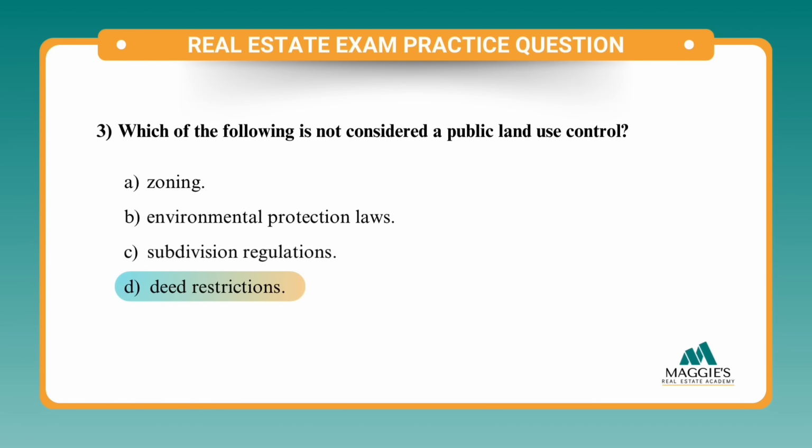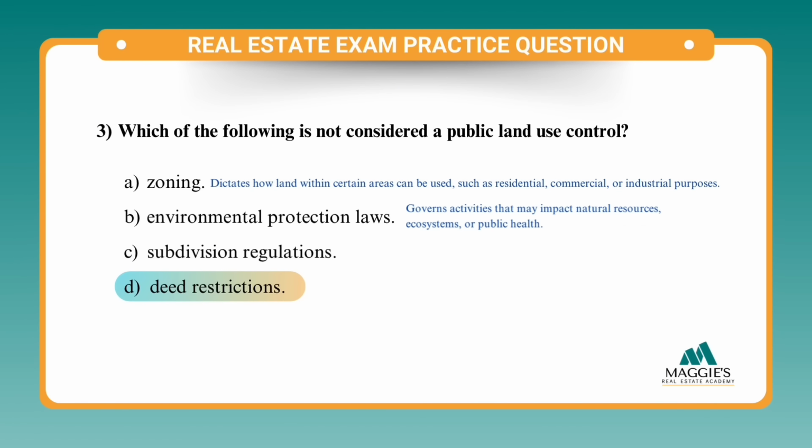Public land use controls such as zoning, environmental protection laws, and subdivision regulations are enforced by governmental entities at various different levels, like local, state, or federal. Zoning regulations dictate how land within certain areas can be used, such as residential, commercial, or industrial purposes. Environmental protection laws govern activities that may impact natural resources, ecosystems, or public health. Subdivision regulations establish standards for dividing land into smaller lots, ensuring infrastructure and amenities meet community needs.